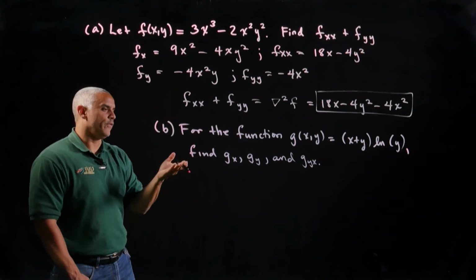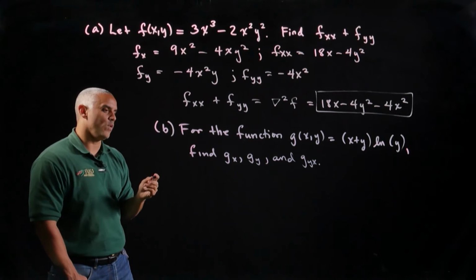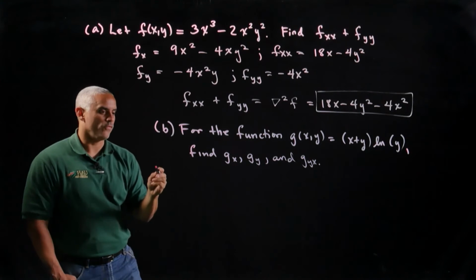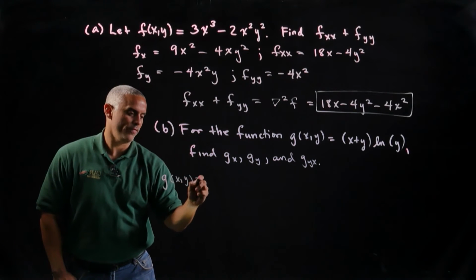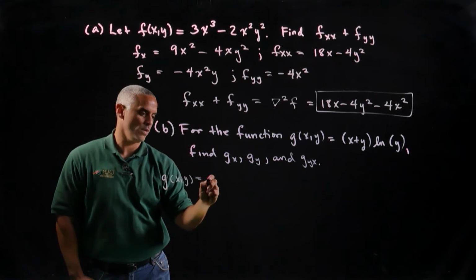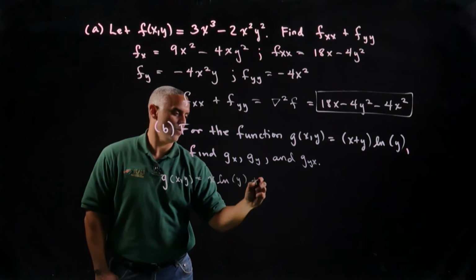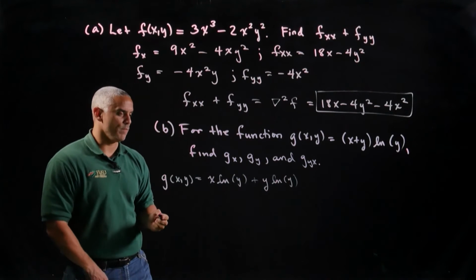And now we have a new function, g(x,y) equals (x plus y) ln y, and we want to find gx, gy, and gyx. So first, I'll rewrite my g(x,y) function by distributing the ln y inside that binomial, and I'll get x ln y plus y ln y. And now I'll begin taking partials.